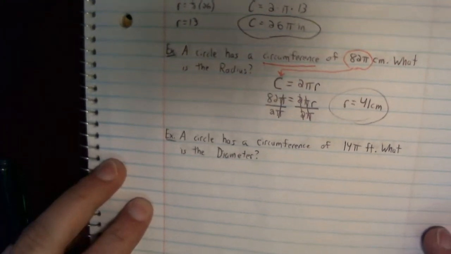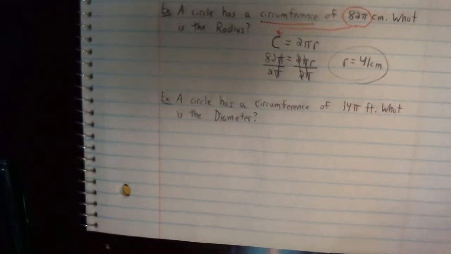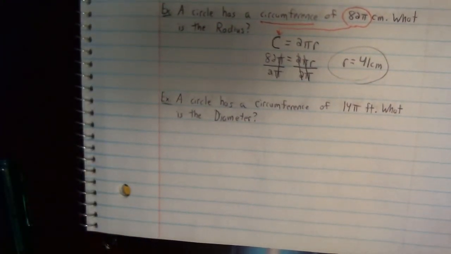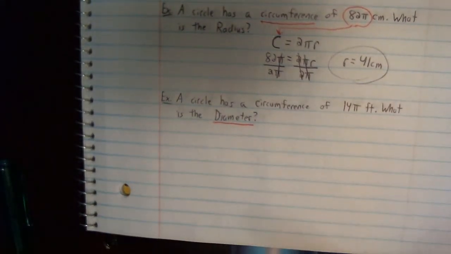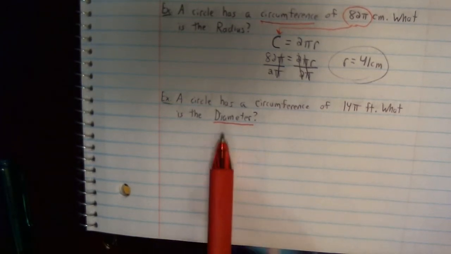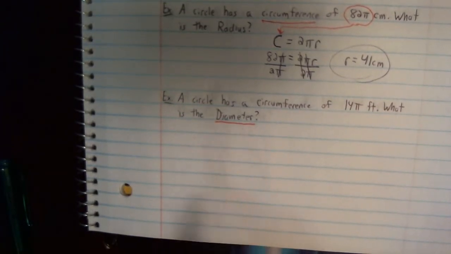So why don't you try this problem on your own and resume it when you're ready to go. Alright, let's check this out. A circle has a circumference of 14 pi feet. What is the diameter? Oh, that one's a little bit different. It's asking for diameter now. So we're still going to perform all of this work the same way as the previous example. However, at the end, we want to make sure that we double our solution so that we get diameter.